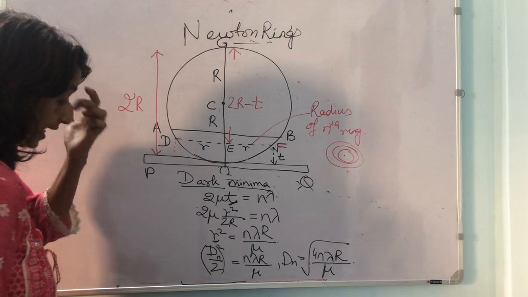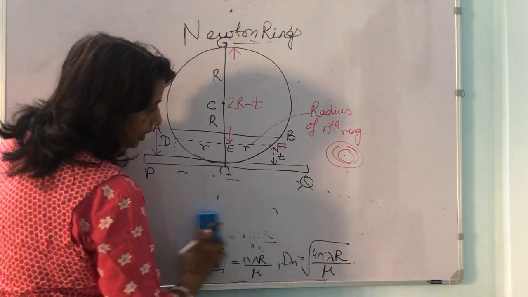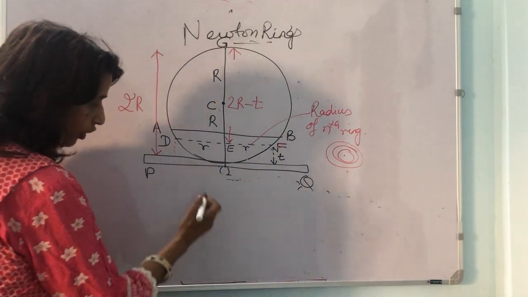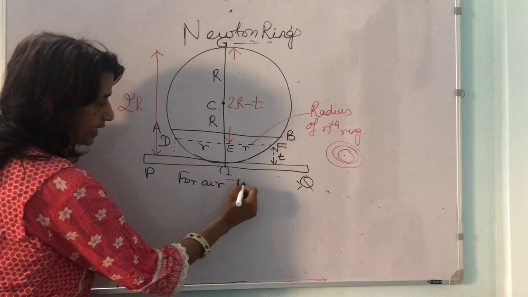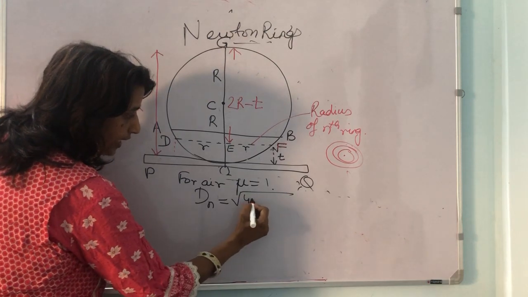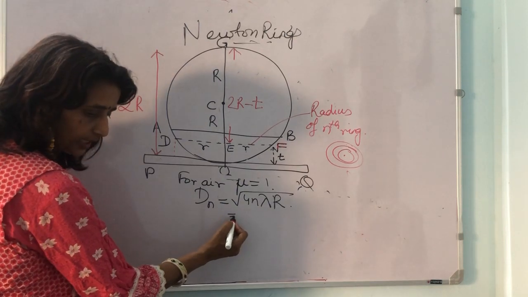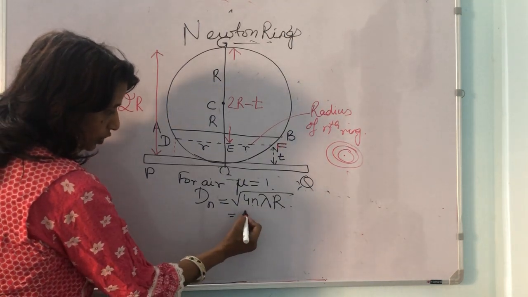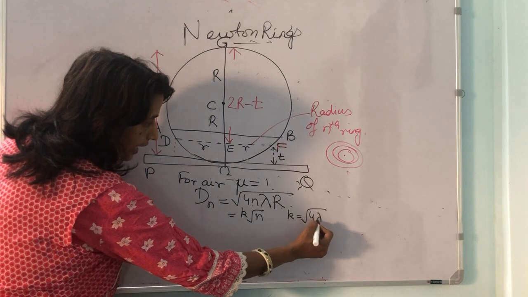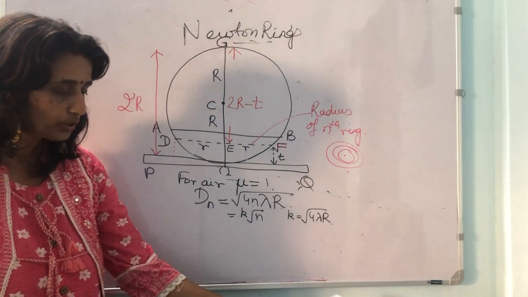Now for air, I can take mu equal to 1. So dn becomes equal to under root 4 n lambda R. Let us make it proportional: put k equal to under root 4 lambda R. So it becomes k under root n, where k is under root 4 lambda R. Now here you can put n equal to 0, 1, 2, 3, etc.